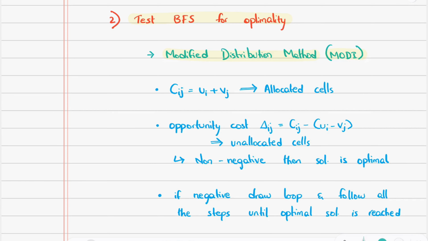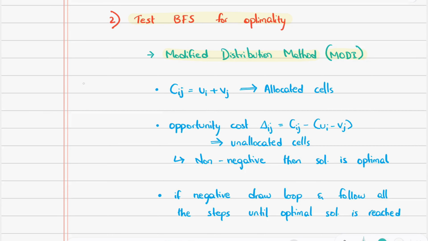Now, while finding the basic feasible solution, we made some allocations, right? For those allocated cells, we need to use this formula. This is our first step. So the formula is Cij is equal to Ui plus Vj. What is Cij? Cij is nothing but the cost. And i and j are positions. i is the position of the row and j is the position of the column.